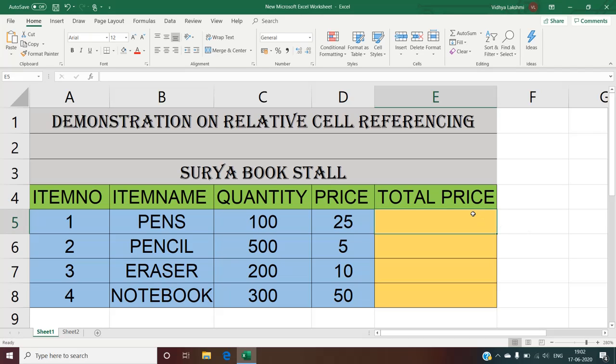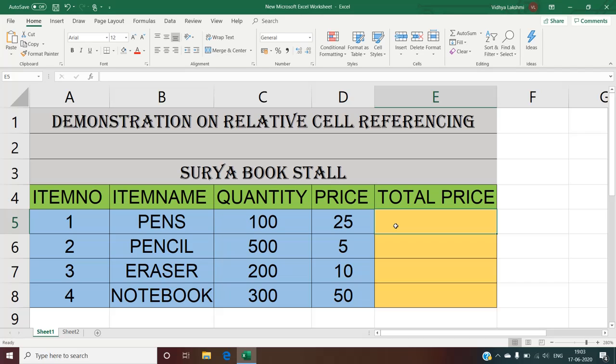As you know, total price is a product of quantity and price. That is, 100 into 25 is the total price of pens. 500 into 5 is the total cost of pencils. So let us see how we can write a formula to find the product of quantity and price. First, let's start with the pen.